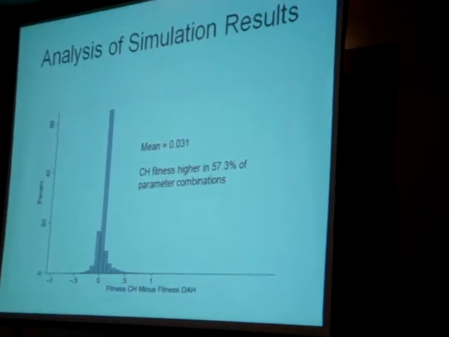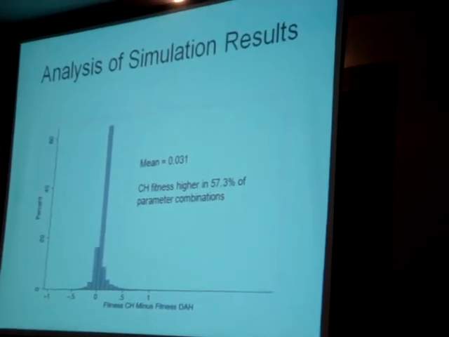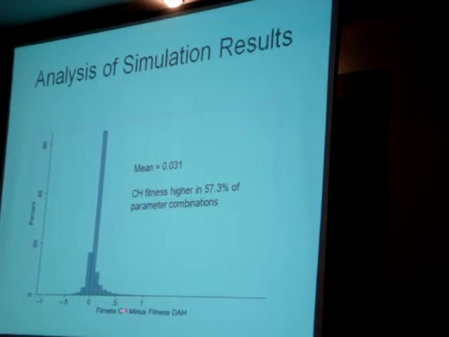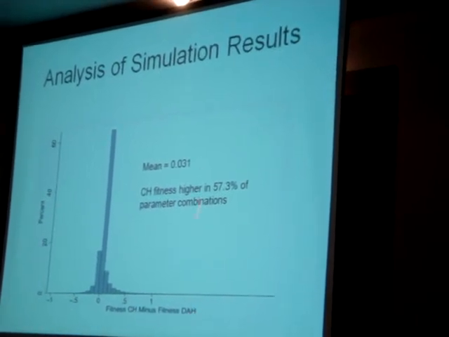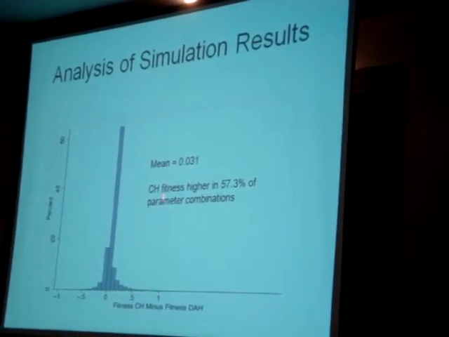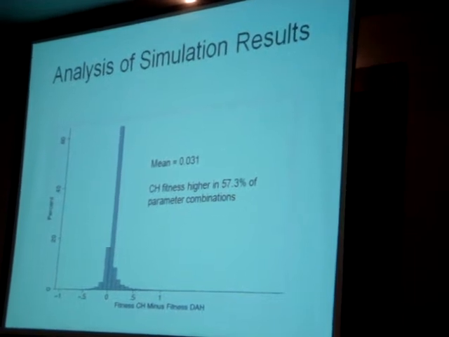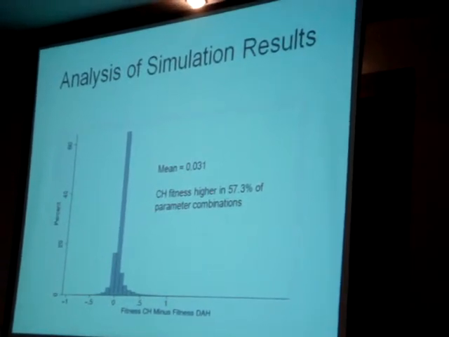And here are the results. The mean of fitness compensation minus fitness differential allocation is positive. And in 57% of the parameter combinations, compensation had the higher fitness.